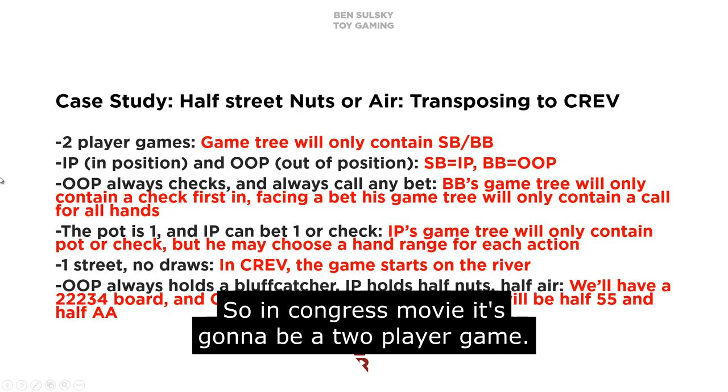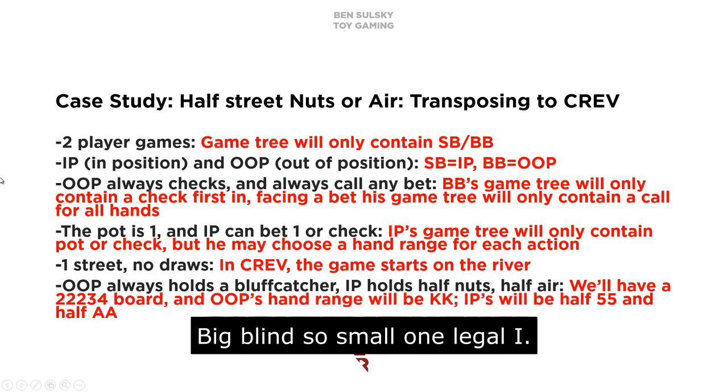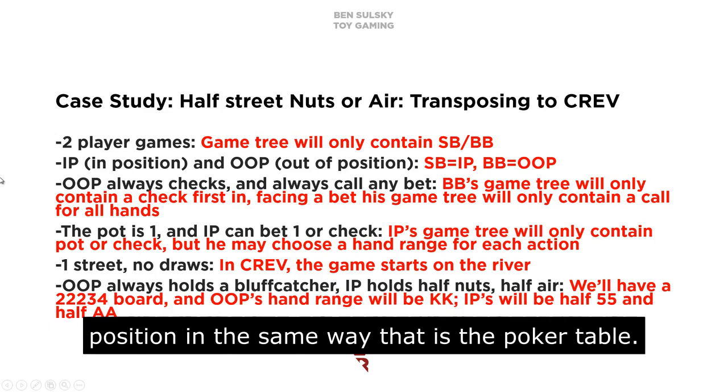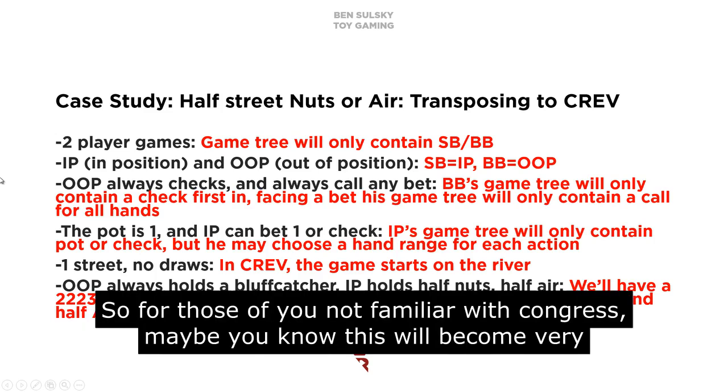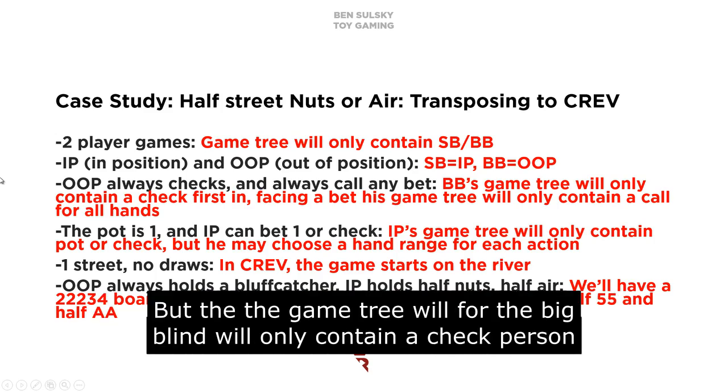So in CardRunners EV, it's going to be a two-player game. Okay, so we need to input two players. That game tree will only contain the small blind and big blind. So small blind will equal IP, big blind equals out of position, because that just follows the way that CardRunners EV represents position in the same way that it is at the poker table. So for those of you not familiar with CardRunners EV, this will become very clear once we actually bring the software up. But the game tree for the big blind will only contain a check first in.